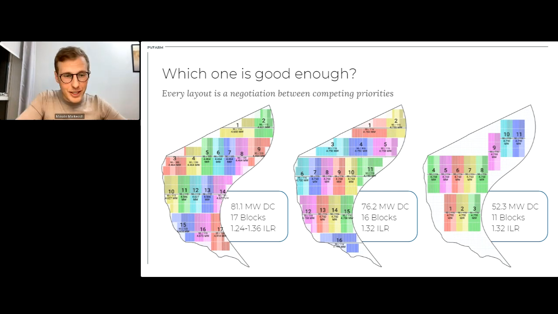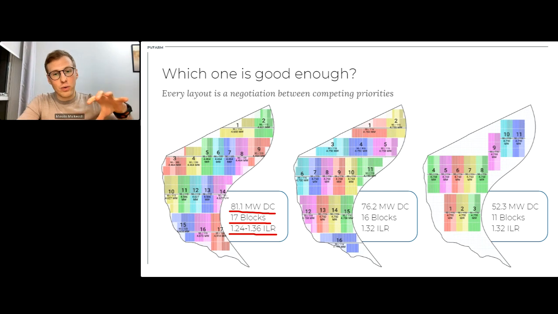So we have 3 layouts, same boundaries. We can start from the left one. The 81.1 megawatts DC, 17 blocks. ILR or DC/AC ratio varies from 1.24 to 1.36. So, right, great. So maybe a good solution, but what if I want my inverters to be more efficient? I'm going to stick to 1.32 ILR. It's just an example. Usually people have a range, but then I will lose 1 block. I'll have 16 blocks and 76.2 megawatts DC.